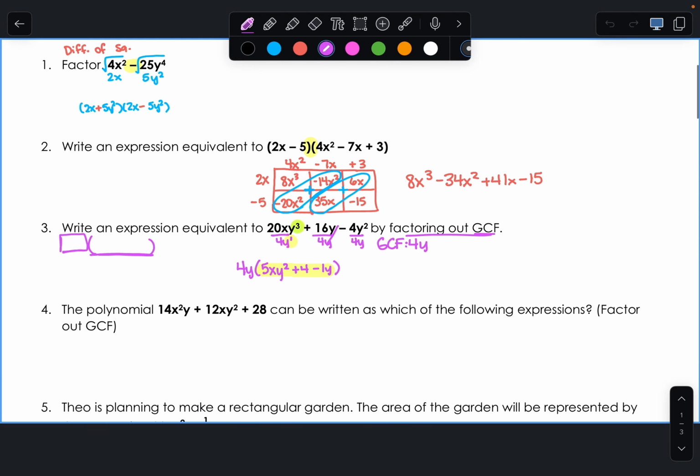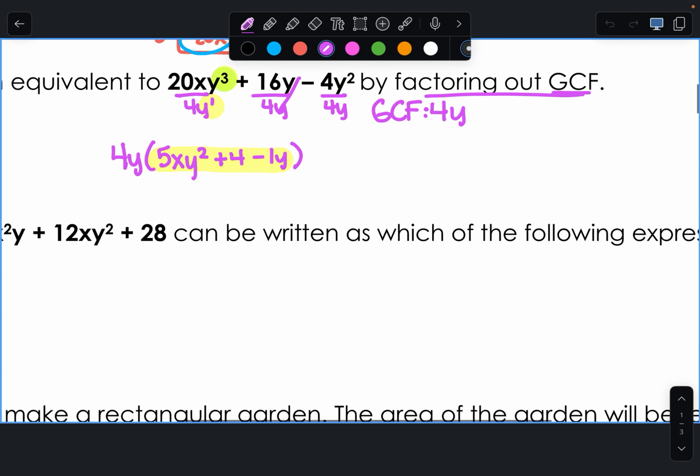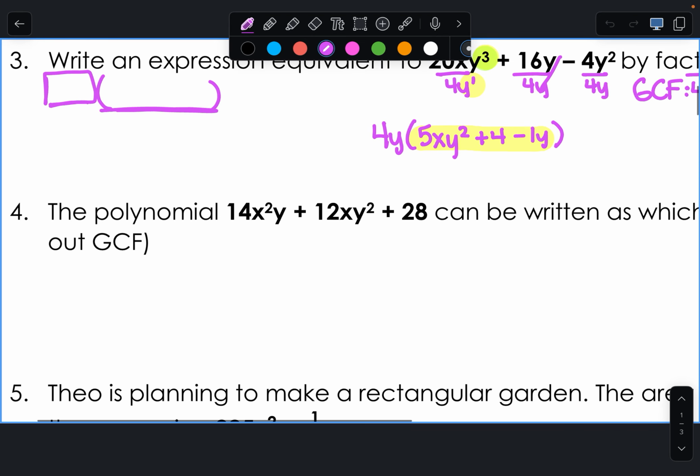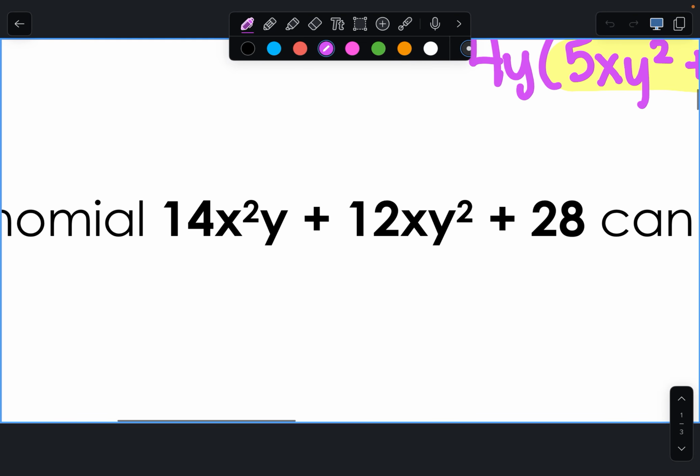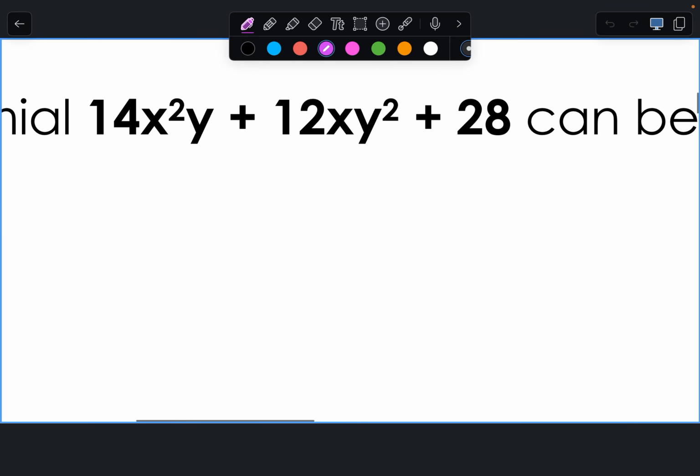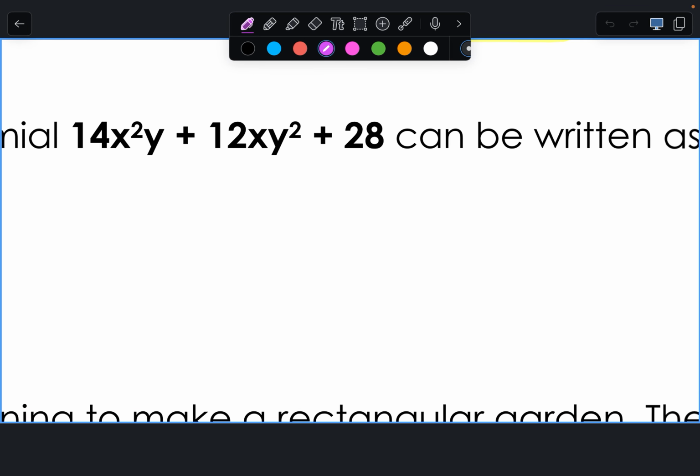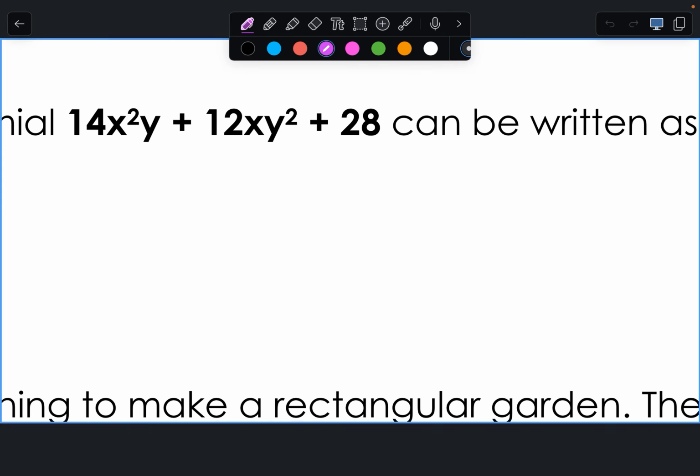Moving on. A polynomial can be rewritten as which of the following expressions? This time we have a trinomial, but we have a mixture of what? So the only thing we can do is what? Greatest common factor. It has X and Y. All right. So, greatest common factor, what is the highest number that goes into all three? 3, 4. No, 4 doesn't go into 14. It's 2.